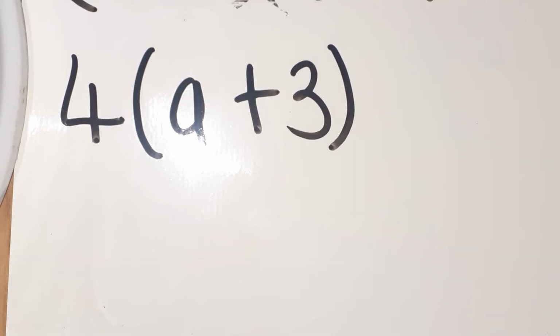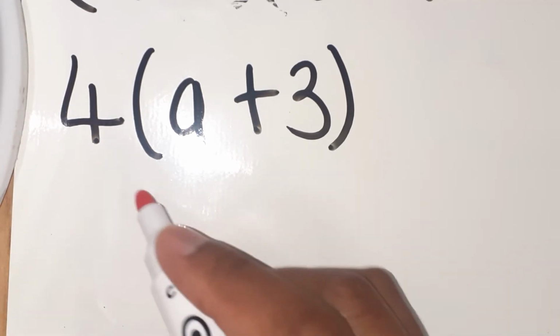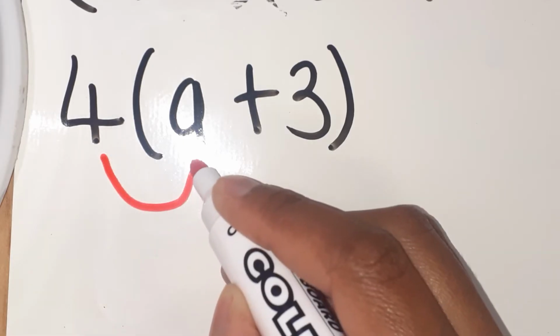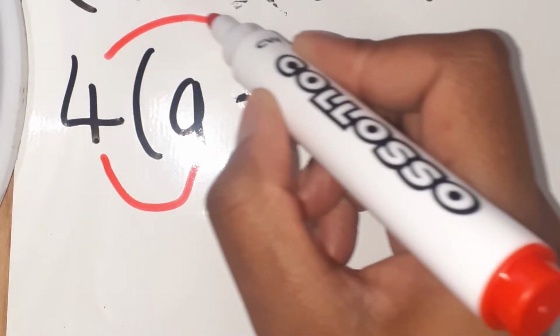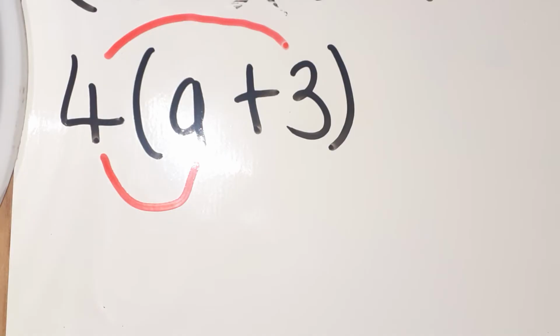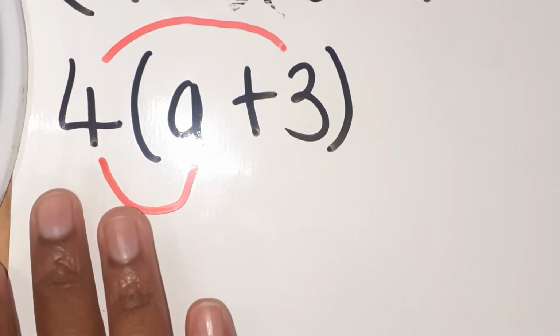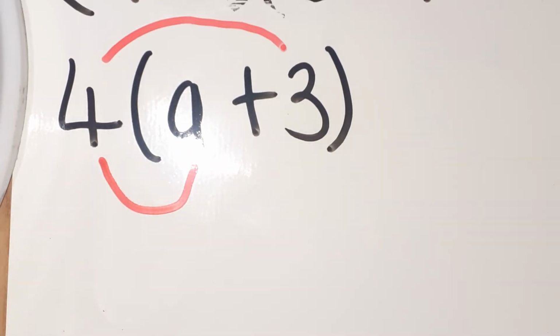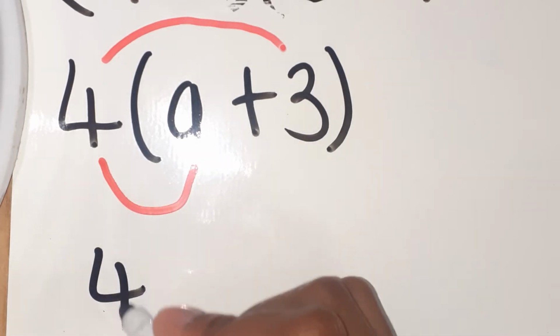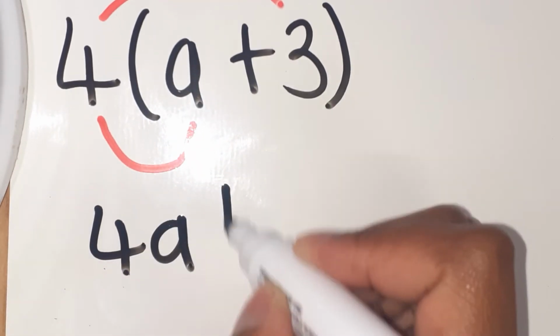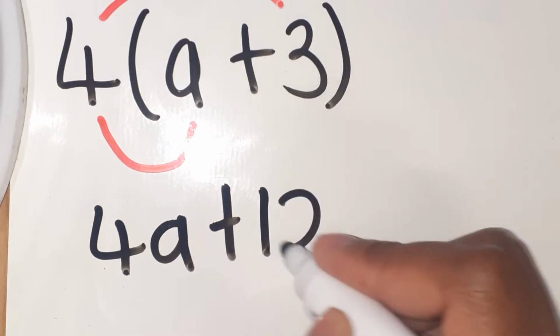So what I am saying is that when you have a number outside, it's going to multiply with the bracket. This will multiply with the a, and this 4 will also multiply with the 3. That is called the distribution method. So we are distributing what is outside with whatever is inside the bracket. So 4 times a, that's 4a, plus 4 times 3, that's 12.